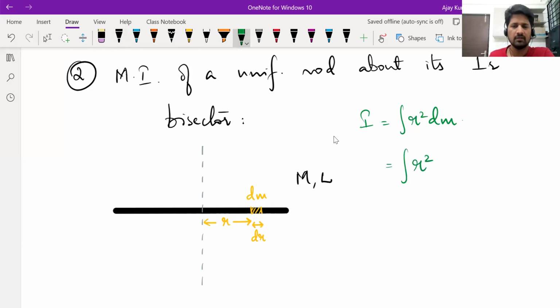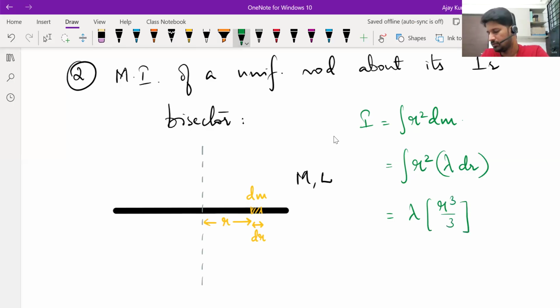I'm not going to repeat it. It's a linear mass distribution. So dm can be written as lambda dr. I'm writing it directly, where lambda is mass per unit length, M by L. That's a constant, we'll put it outside, because the rod is uniform, no? Mass per unit length will be the same everywhere. You will be left with integral r square dr. And integral r square dr, I'm writing the result directly, is r cube by 3.